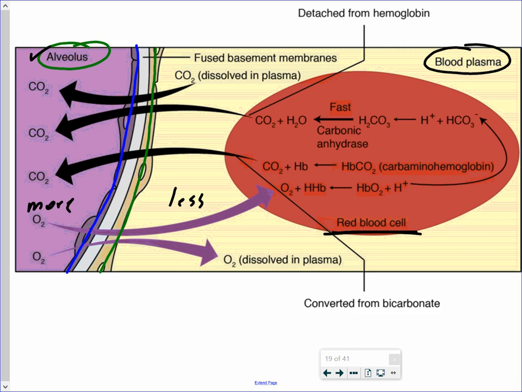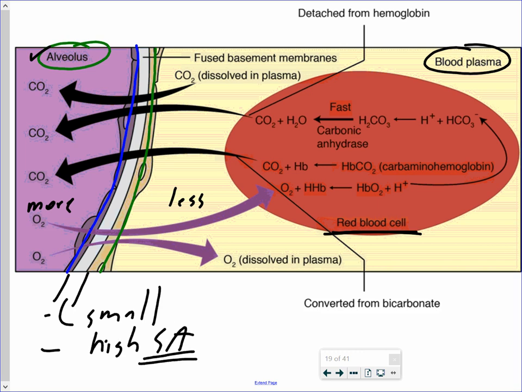Again, in order for diffusion to be efficient, we also want to make sure that this distance here is very, very small. And we also want to ensure that what we have is a very high surface area. So we have a high surface area, in fact, in two different ways here. The millions of alveoli create a very large surface area.